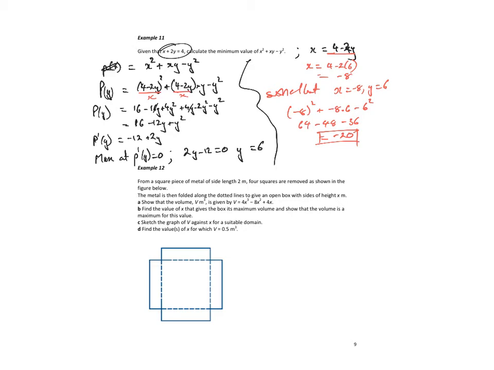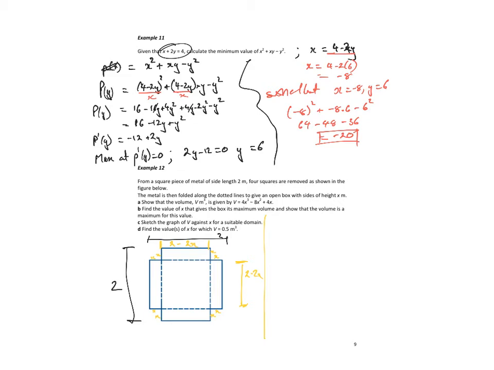Example 12. Typical sort of problem. We've done these sorts of problems before, but we just probably haven't used calculus to find our maximum and minimum values. Square piece of metal of side length 2 meters, 4 squares are removed. So from there to there is 2, there to there is 2, which makes this length here 2 minus 2x, because that's x. We've subtracted, we've cut out a side length of x from each of them. And that length there is also 2 minus 2x.